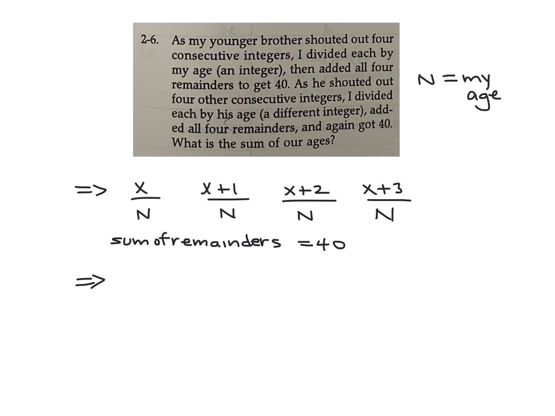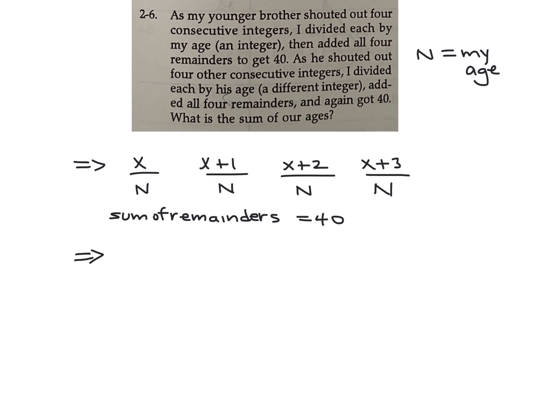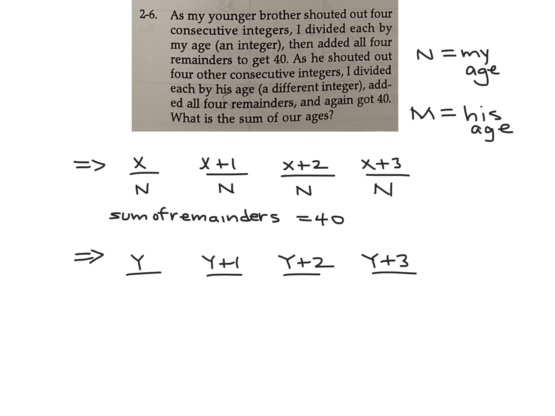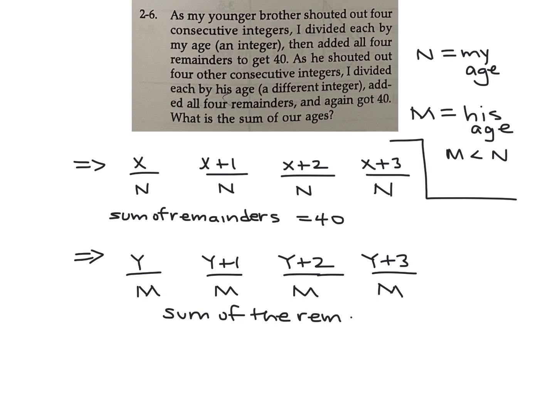And then the second scenario is basically very similar, but we have 4 other consecutive integers. So I'll use y this time. And this time we're dividing by the brother's age. We'll call that m. Yeah, so his age. And the brother is younger, so m is less than n. And then we are again dividing by that. And then again, the sum of the remainders is equal to 40. Okay, so that's basically the setup of the question.